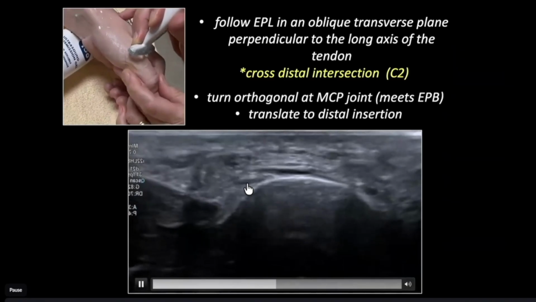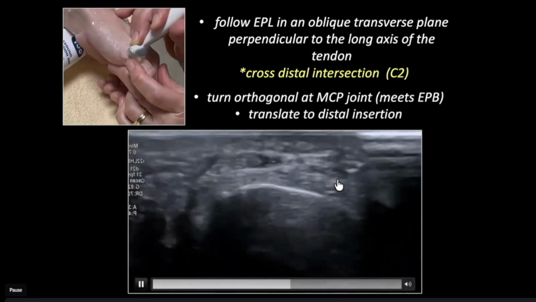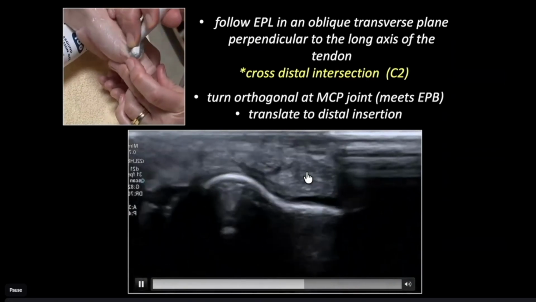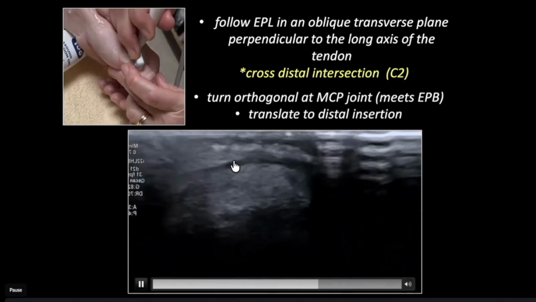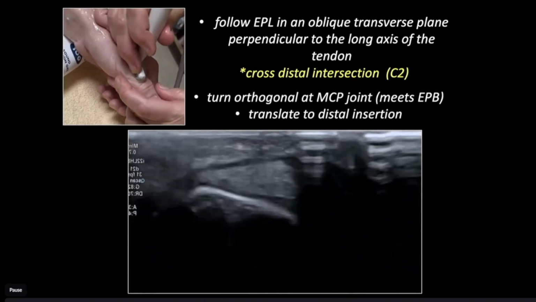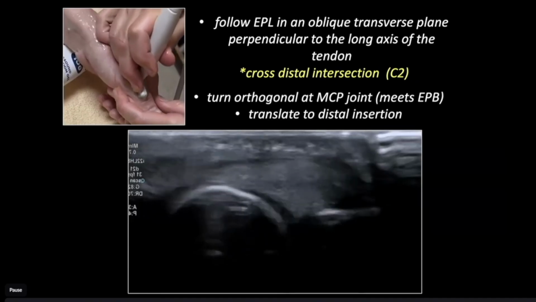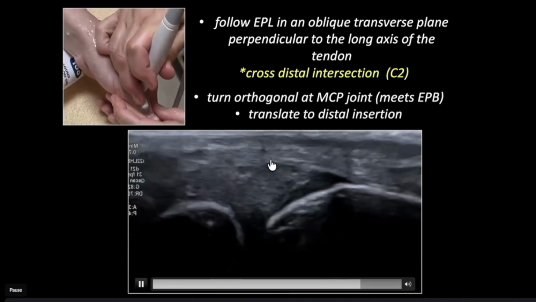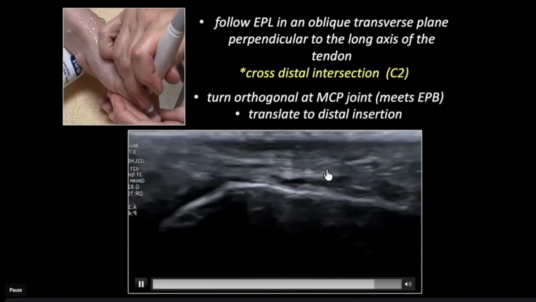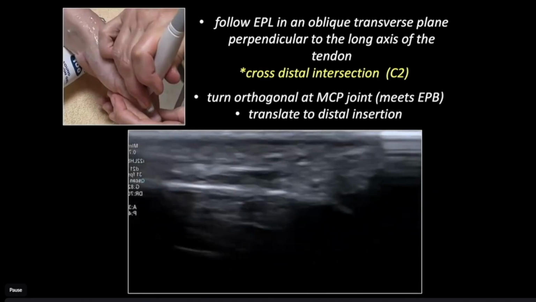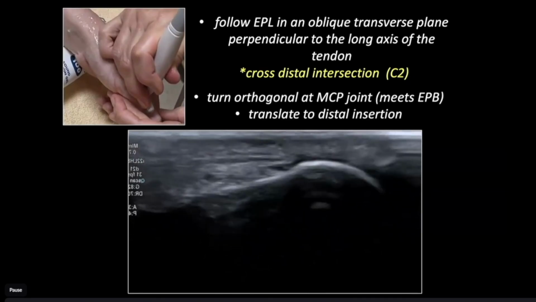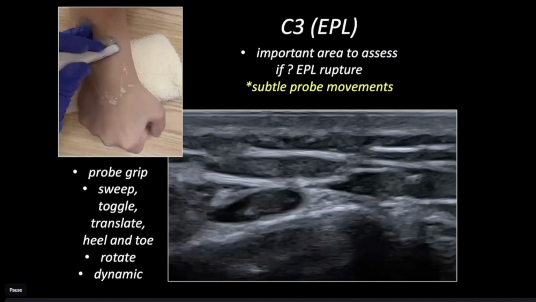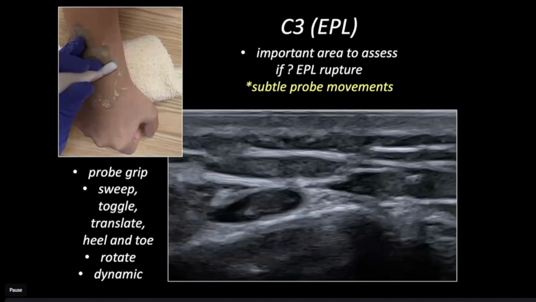And as you're approaching the MCP joint, you'll see another tendon coming to join it. That's EPB. At that point, I turn in long axis and then try very carefully to follow it in long. It's really difficult because that tendon is so thin, and I'll follow it to its distal insertion. And then usually I have to do another image showing it dynamically at the joint. It's a really important area to assess, especially if the question is EPL rupture.